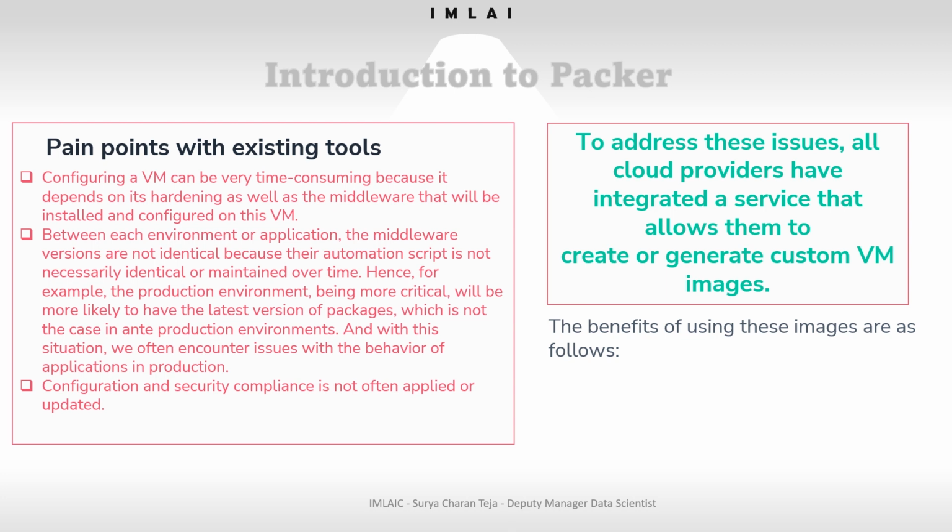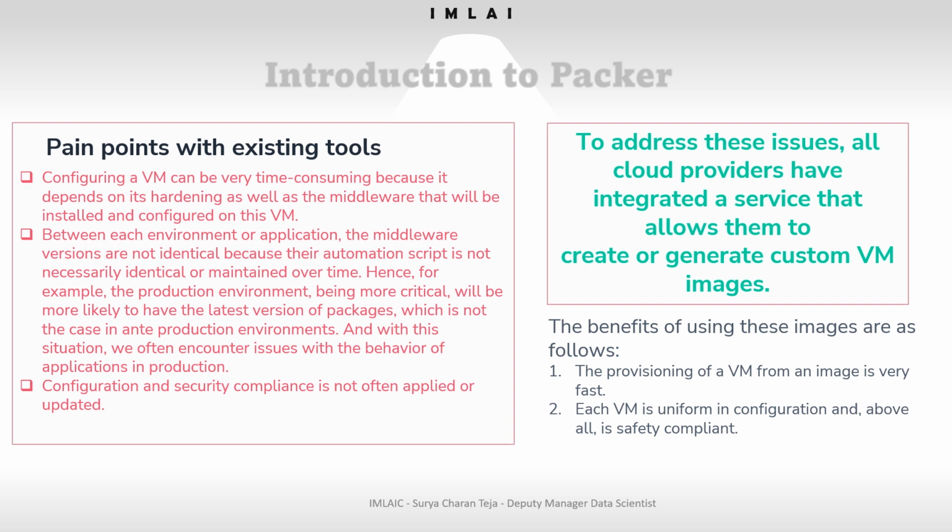So the benefits of using these images are: one, the provisioning of a VM or an instance from an image is damn fast. It's very quick, fast. Then each VM or instance is uniform in configuration and above all is safety compliant. So among the infrastructure as code (IaC) tools, there is Packer from the HashiCorp tools, which allows us to create VM images from a file or a template.